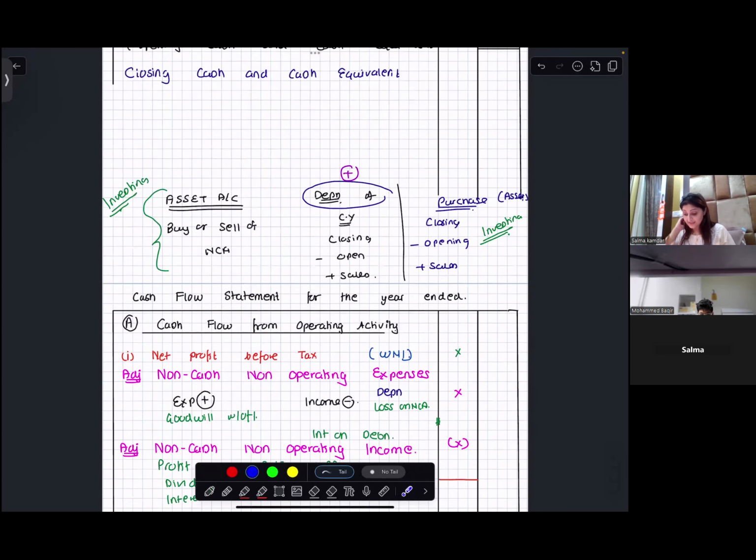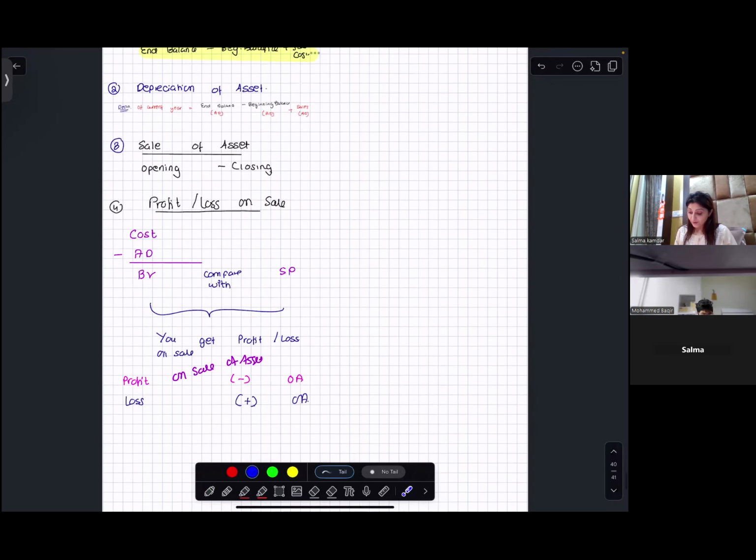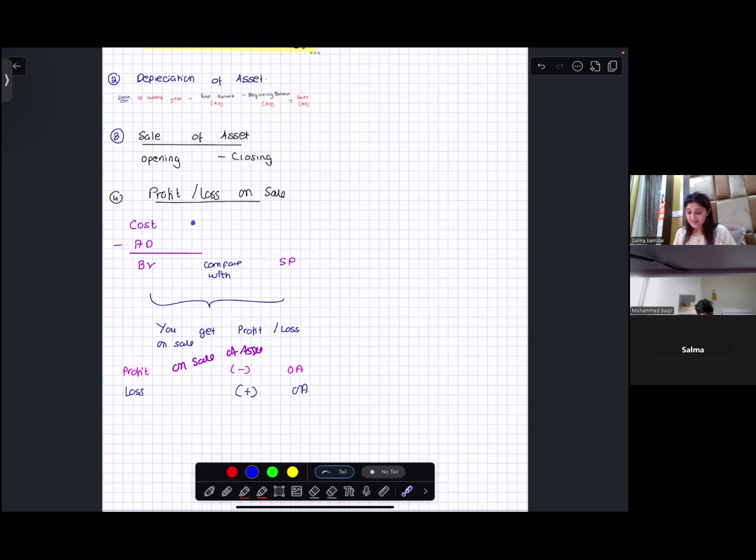You need to know these, Bakir. Profit or loss on sale of asset: cost minus accumulated depreciation gives you the book value. Compare the book value with the selling price. If you have sold it for more than the book value, it is profit. If you have sold it for less than the book value, it is a loss.